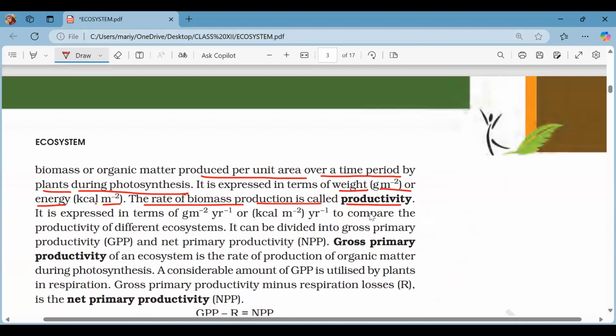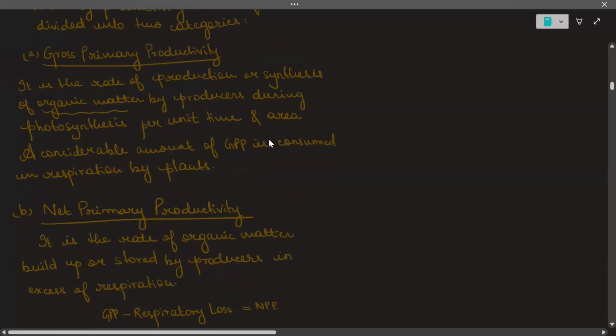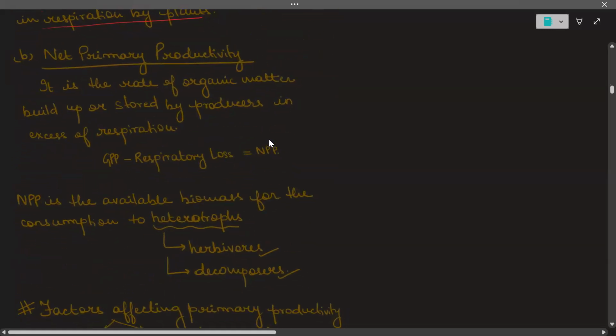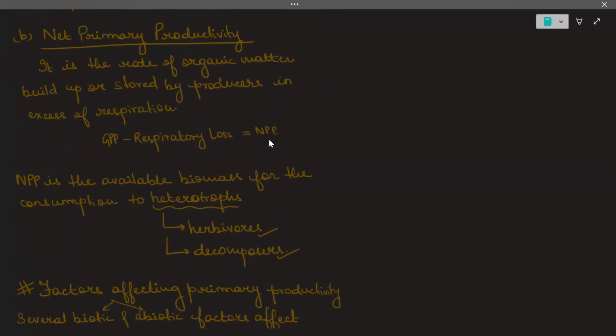Now this productivity can be gross primary productivity or net primary productivity. Let us see that. Gross primary productivity is the rate of production or synthesis of organic matter by producers during photosynthesis per unit time and area. A considerable amount of gross primary productivity is consumed in respiration by the plants. Net primary productivity is the rate of organic matter buildup or storage by the producers in excess of respiration. So if you remove the respiratory loss from the gross primary productivity, you will have the net primary productivity.